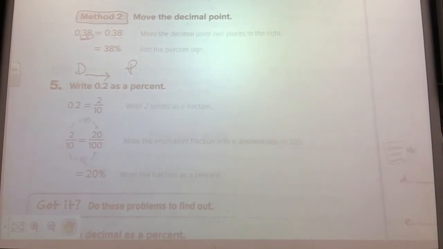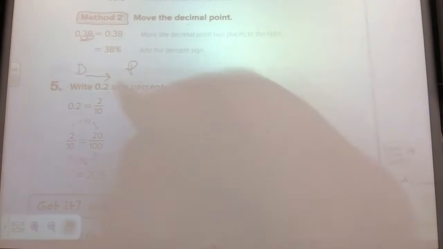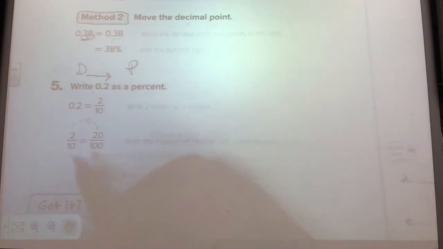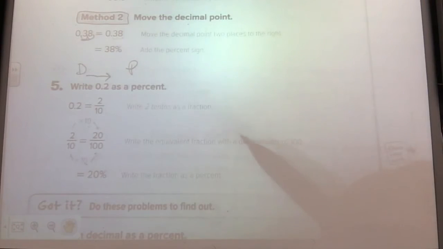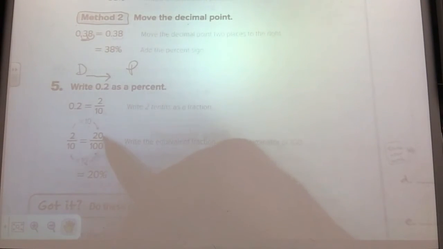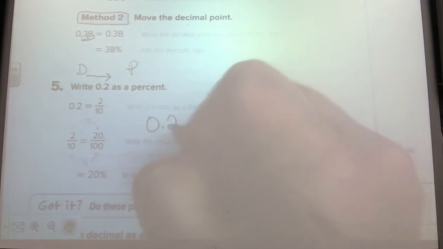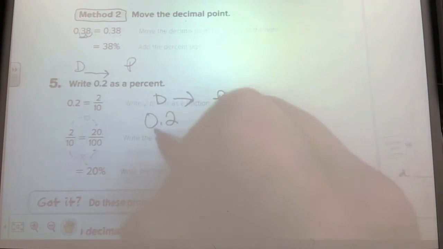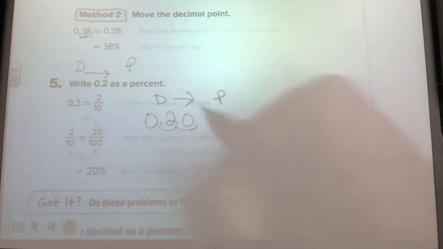Write 0.2 as a percent. 2 tenths. Tenths is not over 100. We gotta get this over 100. Again, so here, down here, they put 2 tenths and then they put 100 here, because that's our goal. 10 times 10 is 100. What you do on the bottom, do on the top. So you would end up with 20%. Otherwise, you got a decimal, you want to get to a percent, go to the right. 1, 2, add a 0, 20%.